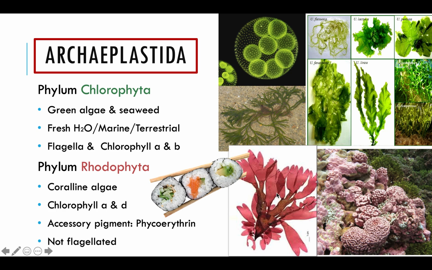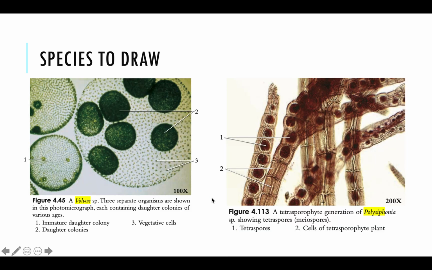Again, red algae is where we get our sushi from, like nori. So these are also in this group. And then there are green algae and seaweeds in this group as well. So the ones that you need to draw here, the daughter colonies are on the inside, so label those. And then the outside is the whole entire organism.